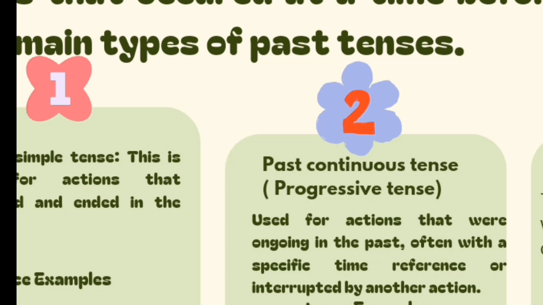The progressive tense. It's also called what? The progressive tense. This tense is used for actions that were ongoing in the past, often with a specific time reference or interrupted by another action. Either it had happened at a specific time, or it was reoccurring and something came about, it was interrupted. That is what? The past continuous tense, or the progressive tense.